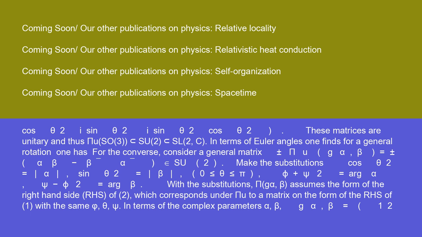In terms of Euler angles one finds for a general rotation plus or minus pi_U(g) equals plus or minus (alpha, beta; minus beta-bar, alpha-bar), an element of SU(2). For the converse, consider a general matrix in SU(2). Make the substitutions alpha equals cos(theta/2) e^(i(phi+psi)/2) and beta equals sin(theta/2) e^(i(phi-psi)/2).